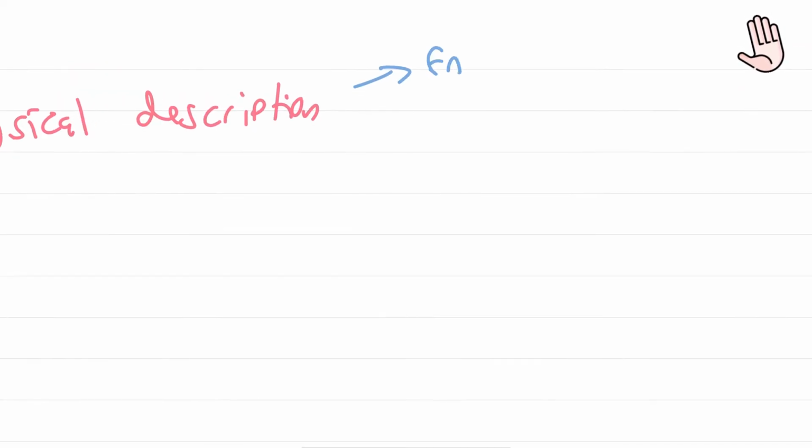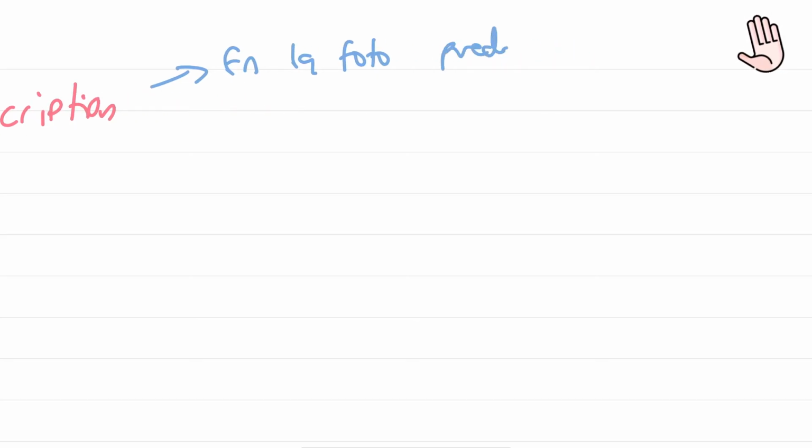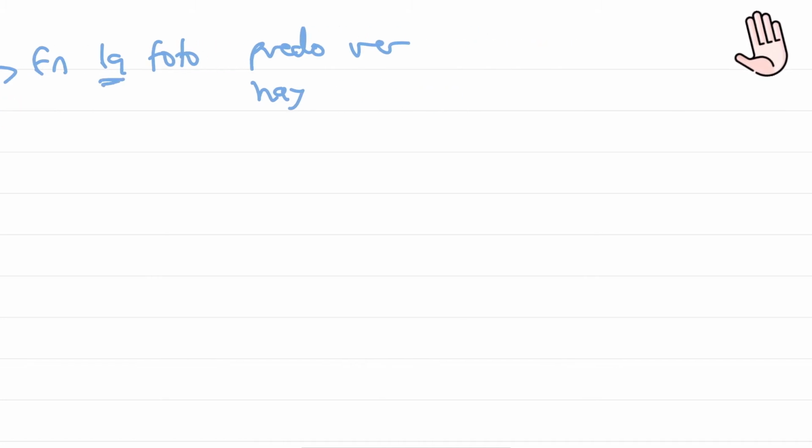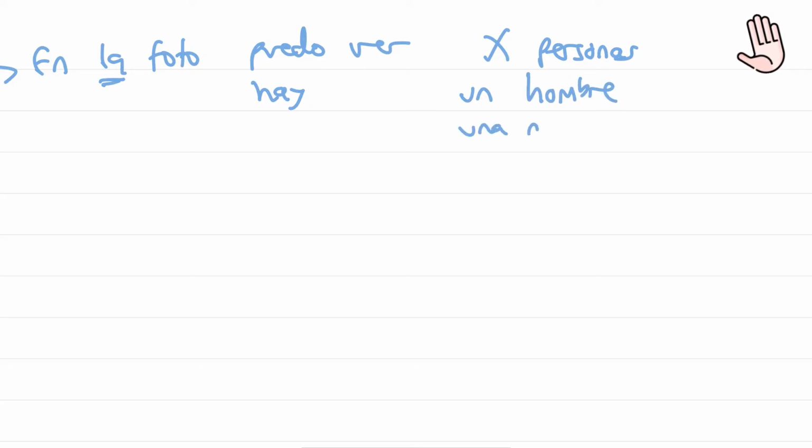So we can say something like a sentence started like en la foto. So en la foto puedo ver, in the photo I can see, or en la foto hay, there is or there are. Just remember, foto is a feminine noun, even though it ends in a, it's la foto. So I could say, for example, X number of personas, whether that's cinco or seis personas, or dos, tres, etc. We have vocabulary like un hombre, una mujer, a man, a woman.